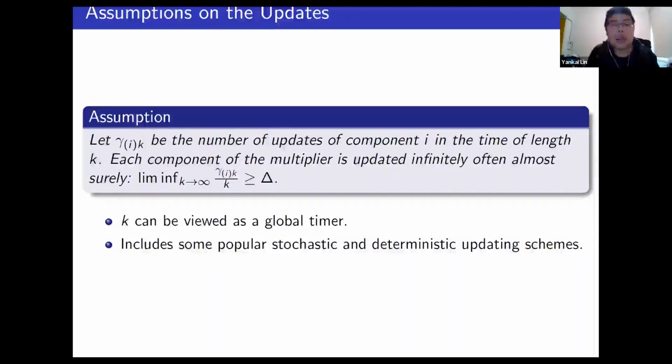Or you update each component at least once in a finite number of times. Let's say n, where n is finite, arbitrarily large. Then you have to update each component at least once in every n updates. So all of these popular updating schemes satisfy our assumption. So it's a relatively mild assumption here.